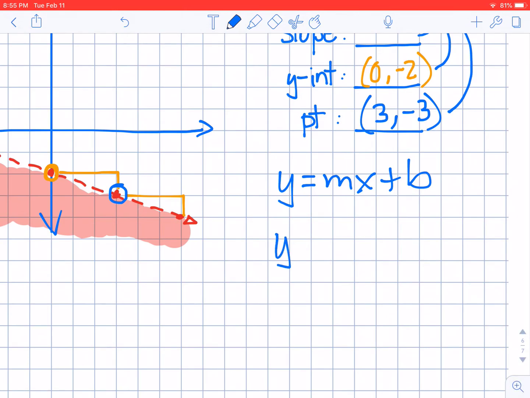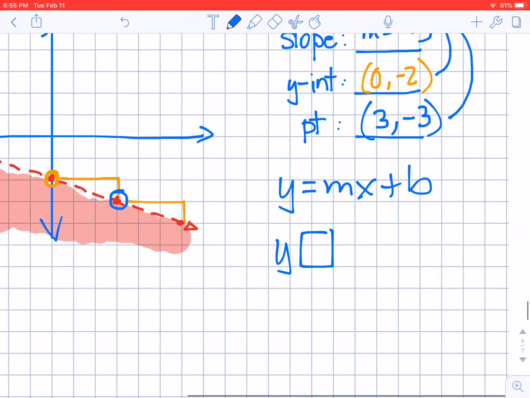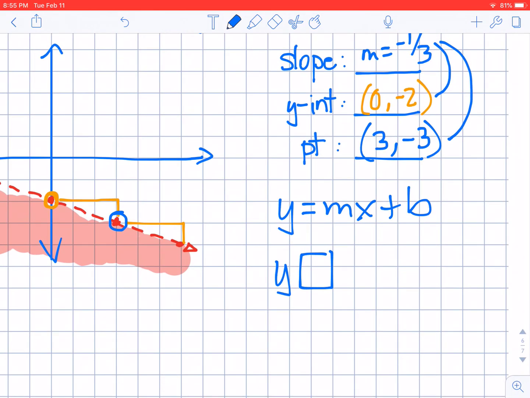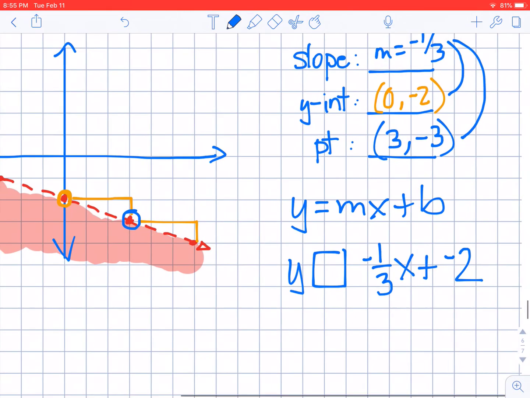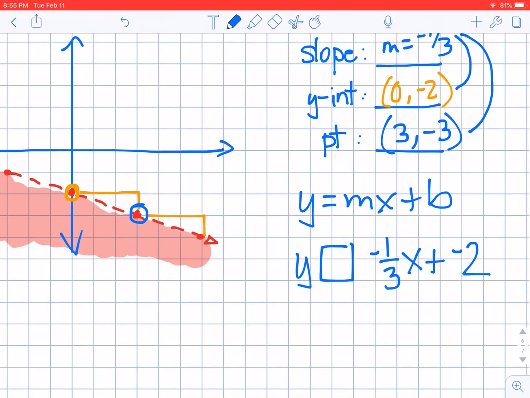All right, we start with a y. The inequality symbol here, we don't know what it is. Leave it open. It's not an equals. It might be greater than, less than or equal to, greater than or equal to. The slope we know, it's -1/3 times x. And again, the b value is that y-intercept. Where do you cross the y-axis? All right, now you need to put an inequality symbol in there.